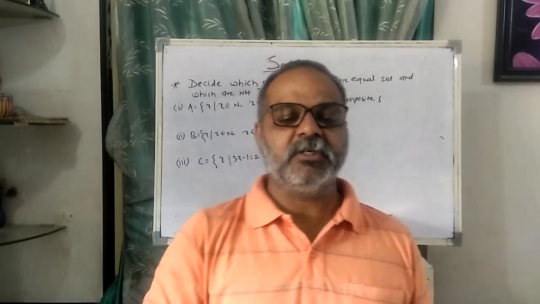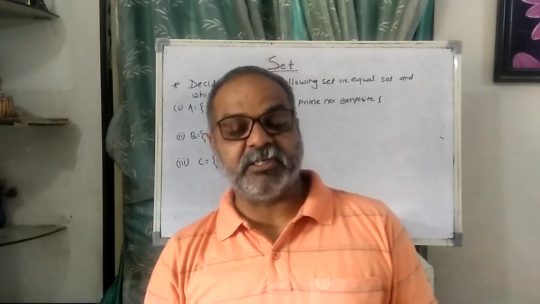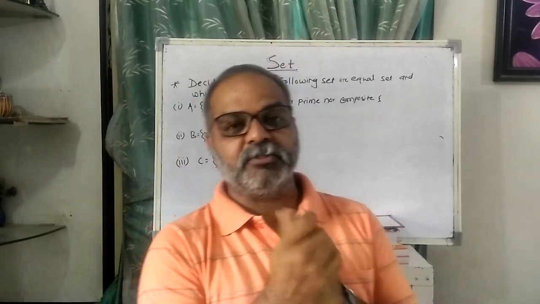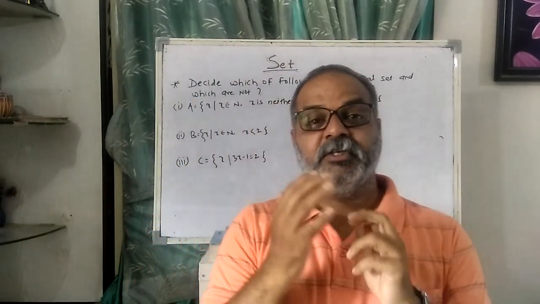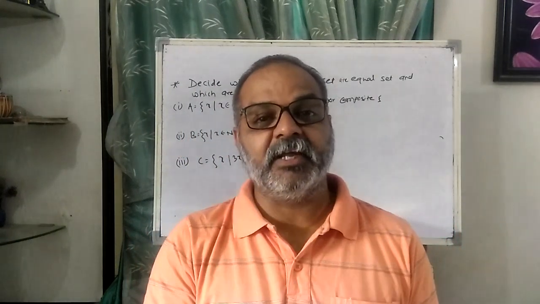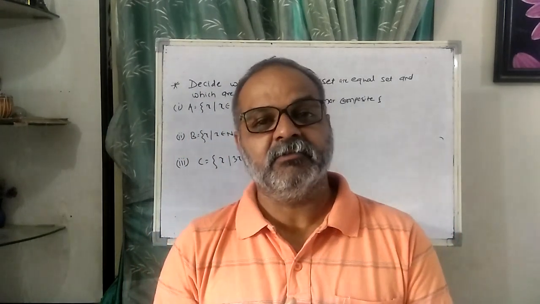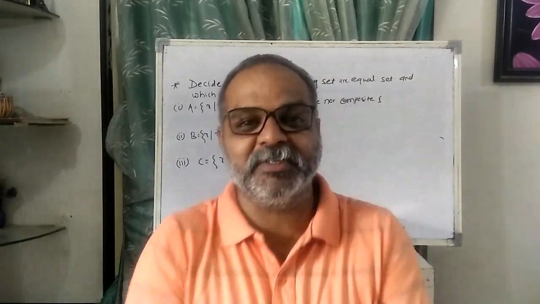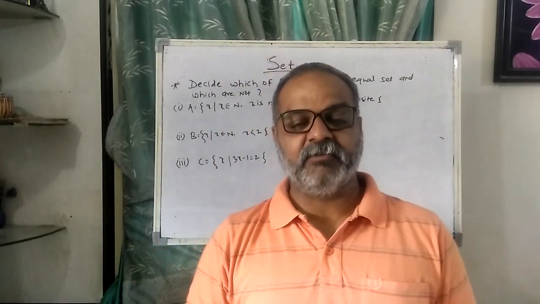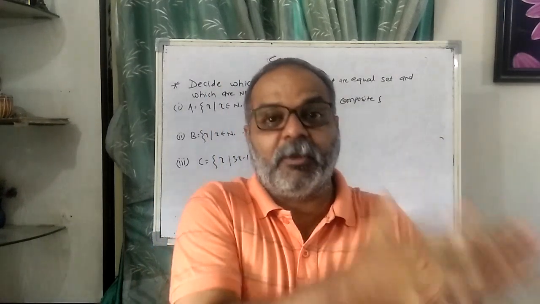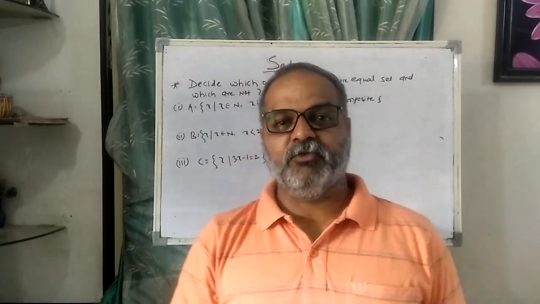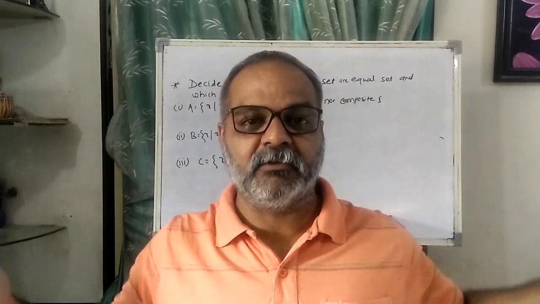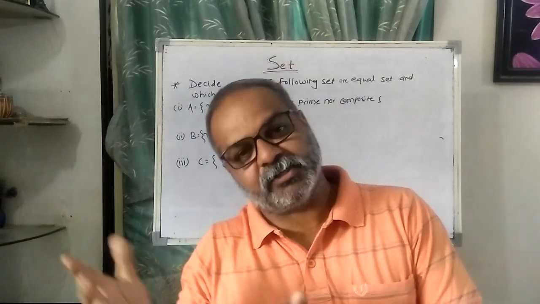Then we discussed the methods of writing a set. We saw the listing method, how to list a set, and the rule method. Then we saw the types of sets. Elementary set: only one element is present in the set. Empty set, also called null set: no element is present in that set. Finite set: the number of elements is countable. Then the infinite set: the number of elements present in the set is infinite, so it is uncountable.